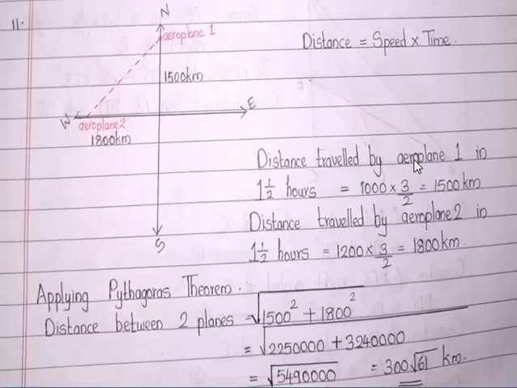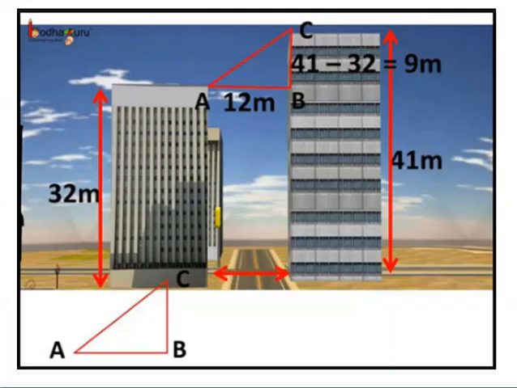1000 is the distance travelled by first aeroplane in 1 hour. 1200 is the distance travelled by second aeroplane in 1 hour. Applying Pythagoras theorem, we will write this and get the final answer as 300 root 61 kilometer.